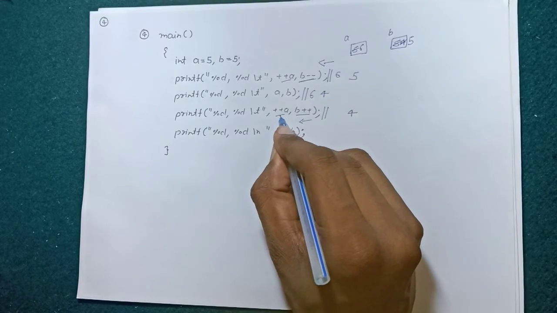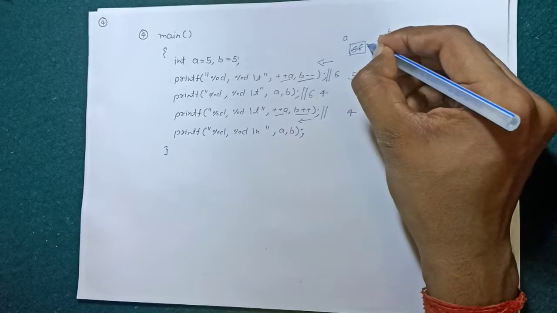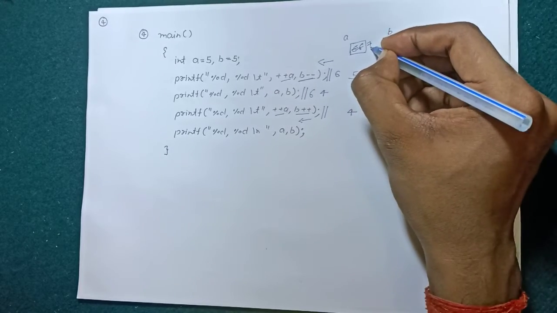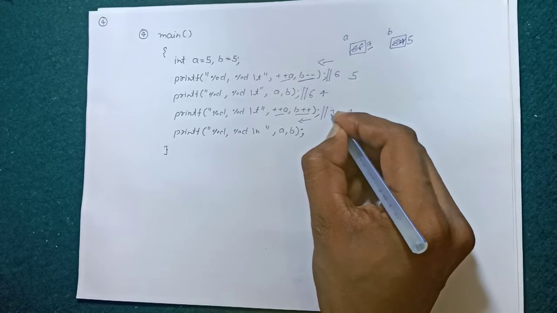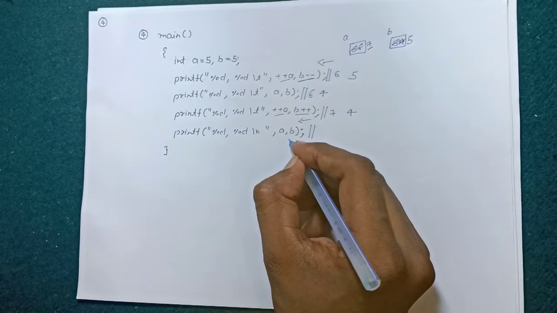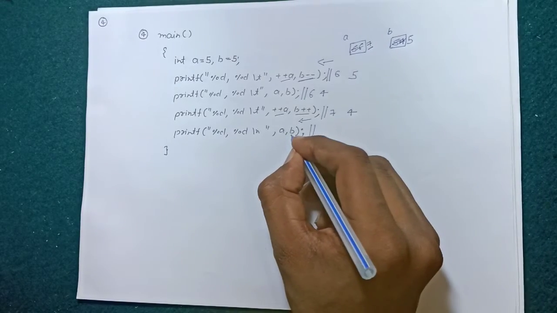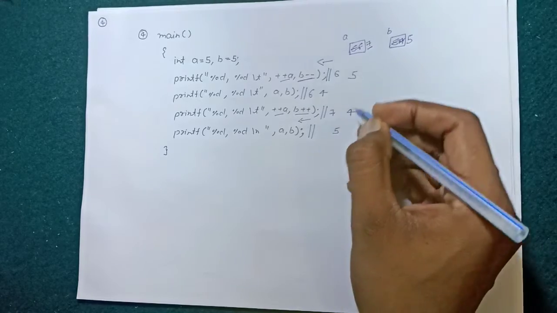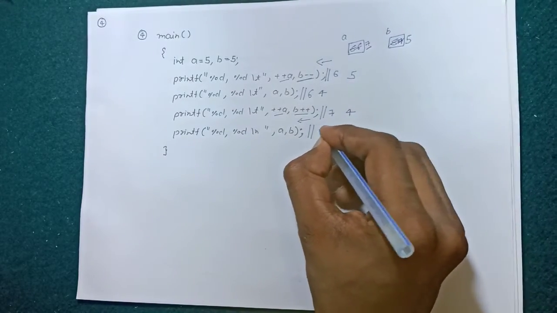Now we are seeing ++a, which is a pre-increment, which means that first of all the value of a is increased, then it will print. The value of a now becomes 7, and 7 is printed. Now here we can see there is also one more printf statement, in which we are just printing the value of a and b. The value of b is 5 and the value of a is 7.